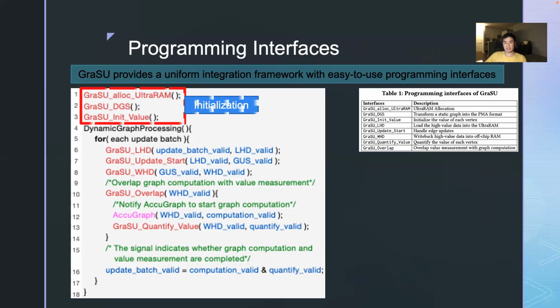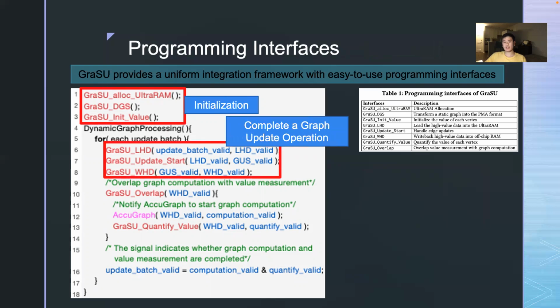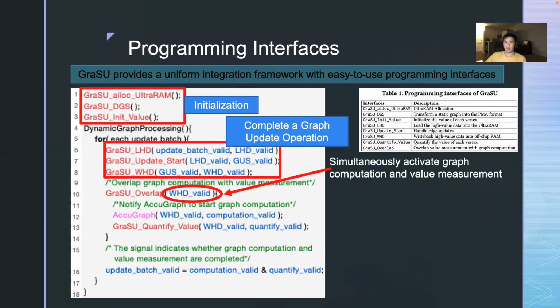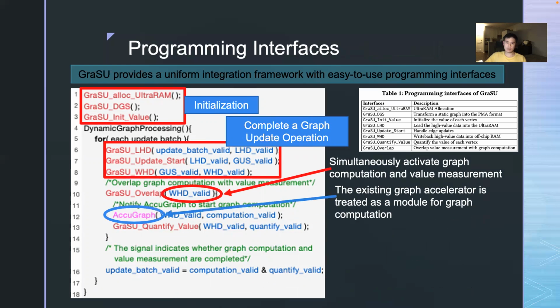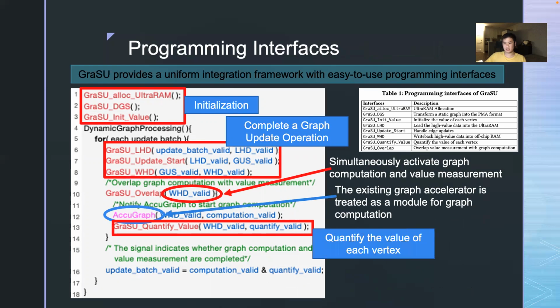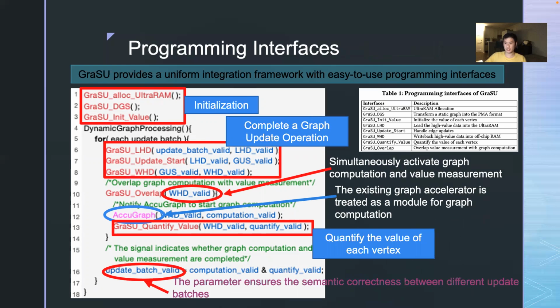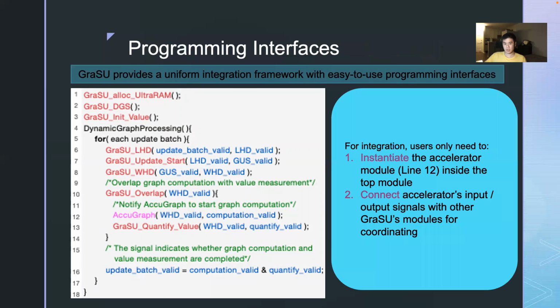With the above design, GraSU can efficiently handle dynamic graph updates. Another important thing is to integrate GraSU into existing graph accelerators with minimum hardware engineering effort. As shown in the figure, they provide a uniform programming framework. Users only need to instantiate the accelerator module and then connect the accelerator's input and output signals with other GraSU modules for coordination.